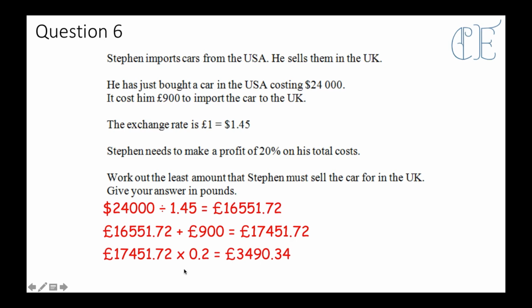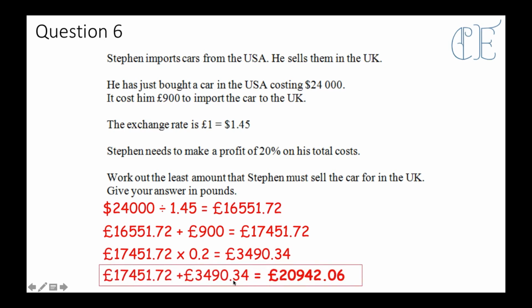So I need to sell my car for this amount plus this amount. So I'm going to add them together, which means I need to sell my car for £20,942 and 6 pence in order to make a profit of 20%. Okay? Alright, I hope that makes sense.